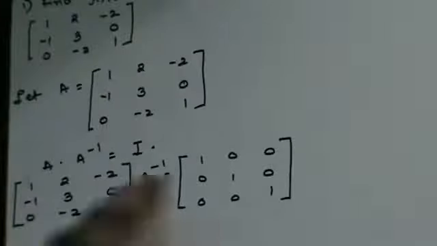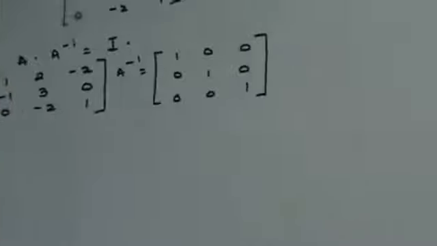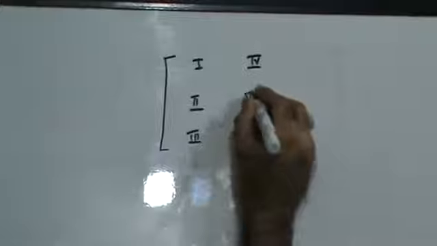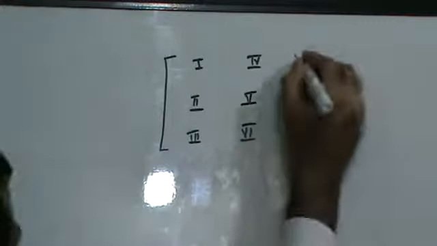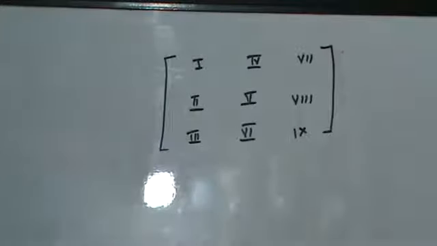You have to convert this into an identity matrix. There's a particular order in which you have to go to convert this into an identity matrix. I'm going to write the order on the other side. Now I'll show you the order. This is first, second, third, fourth, fifth, sixth, seventh, eighth, ninth. Okay? Now these are the various positions.